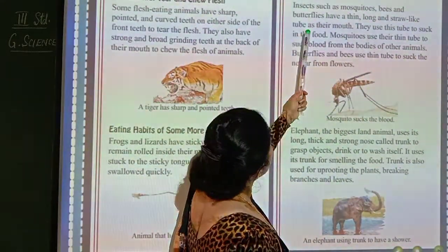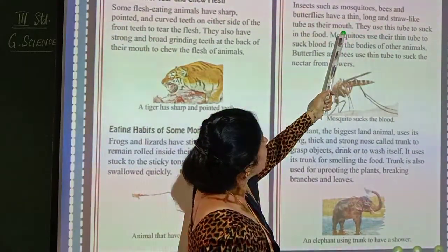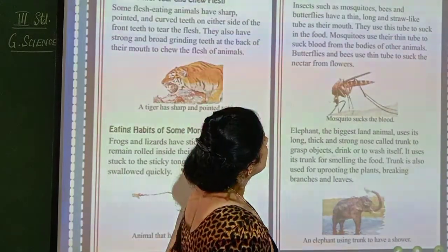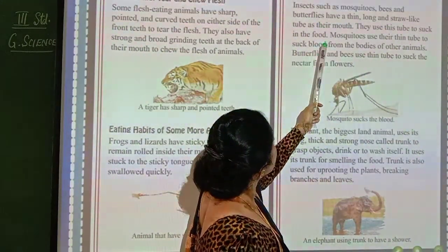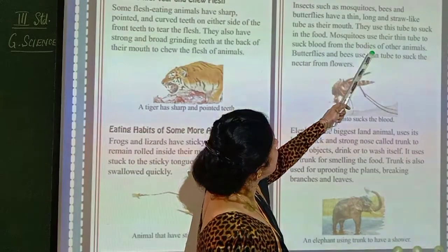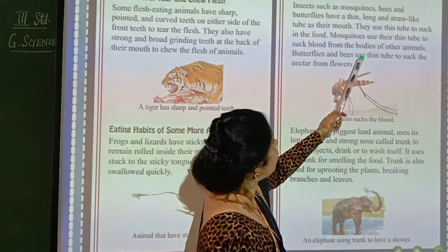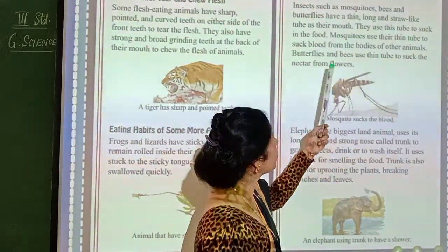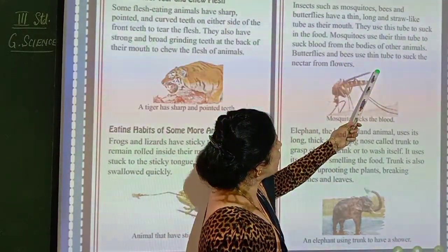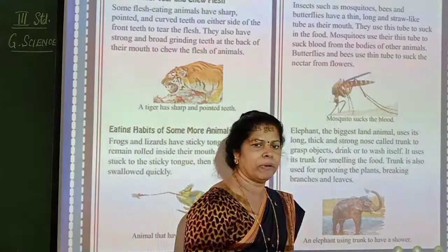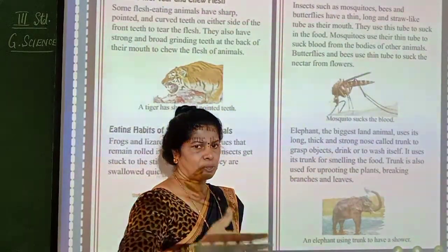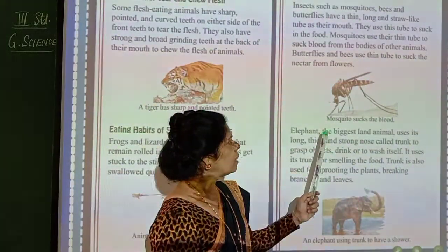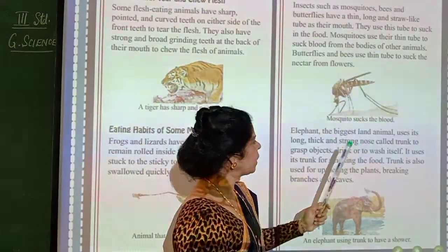So like this, all these mosquitoes, bees and butterflies have a thin, long and straw-like tube as their mouth. They use this tube to suck in the food. Mosquitoes use their thin tube to suck blood from the bodies of other animals. Every day you would have seen this, isn't it? Butterflies and bees use a thin tube to suck the nectar from flowers. Did you understand? Juice will be taken and then that will be collected and stored in some places. So the mosquito sucks the blood.